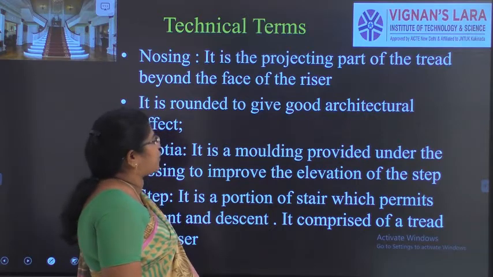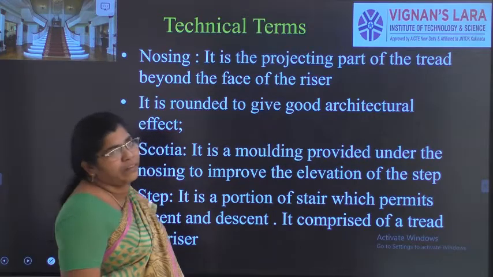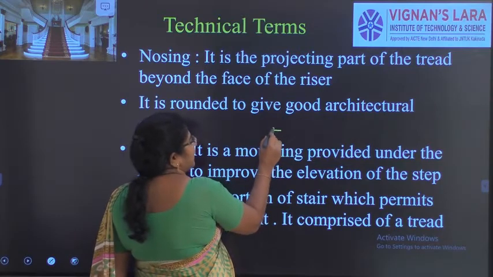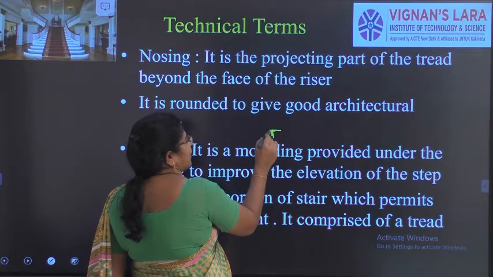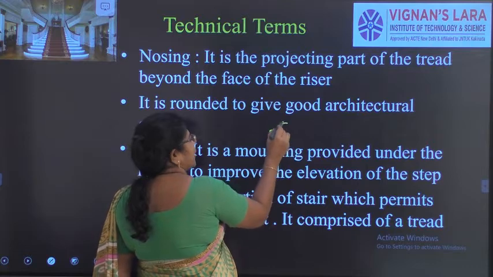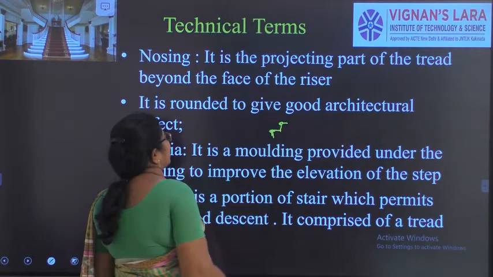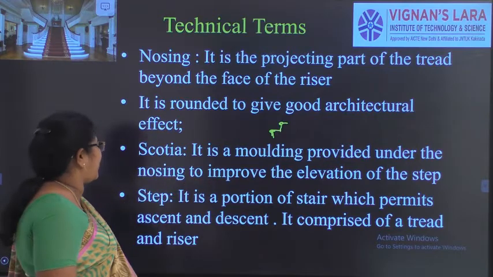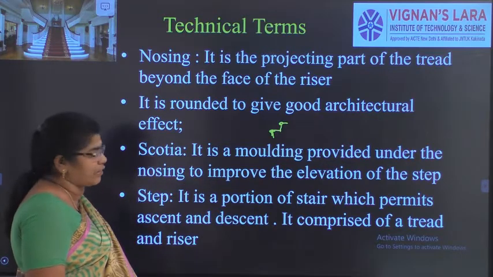Nosing is a projecting part of the thread beyond the face of the riser. So if I am going to have this riser, the next thread will not be exactly aligned, it will have some projections, which we call the nosing. And scotia is a molding provided under the nosing to enhance the elevation of the step.